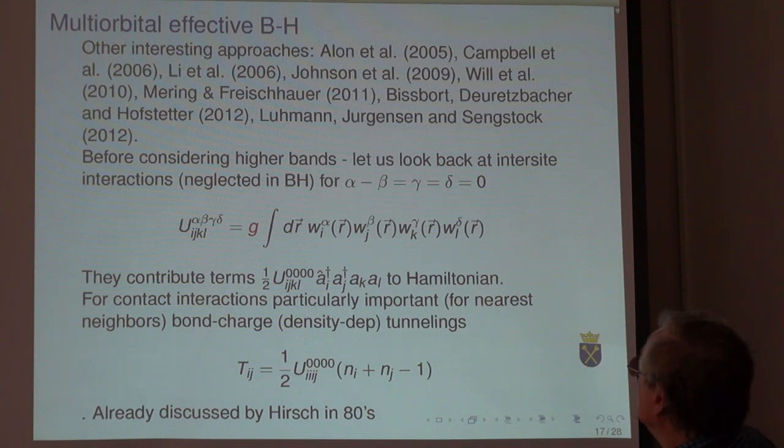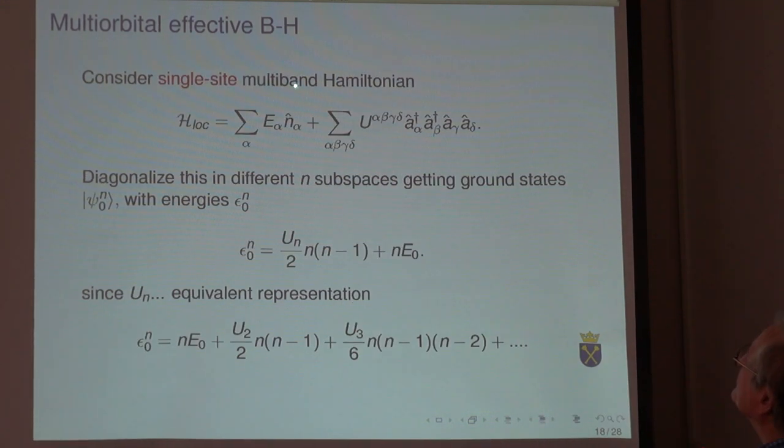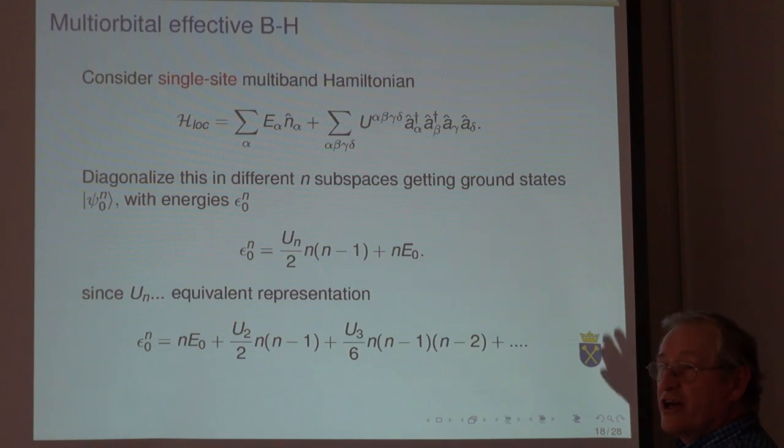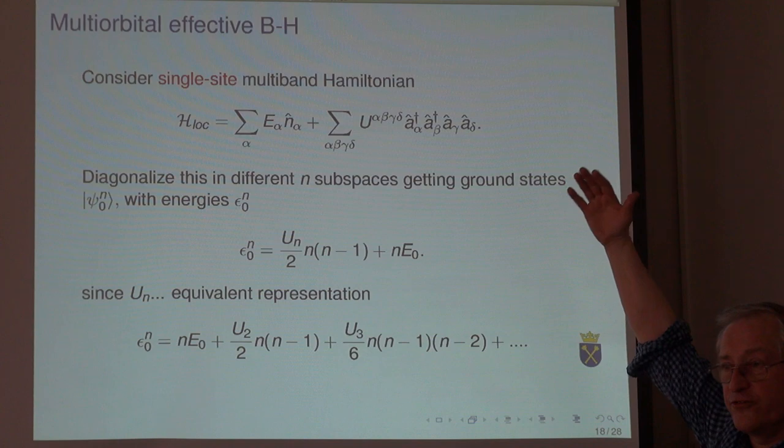And then we reduce ourselves to the interaction on a given site and look at this interaction. What are the possibilities of the interactions? I will come to this point later. So we treat this local system by diagonalizing and obtain different particle number subspaces, because particle number of course is conserved. We get different ground states: a ground state for one particle, for two particles, for three, for four, and so on.